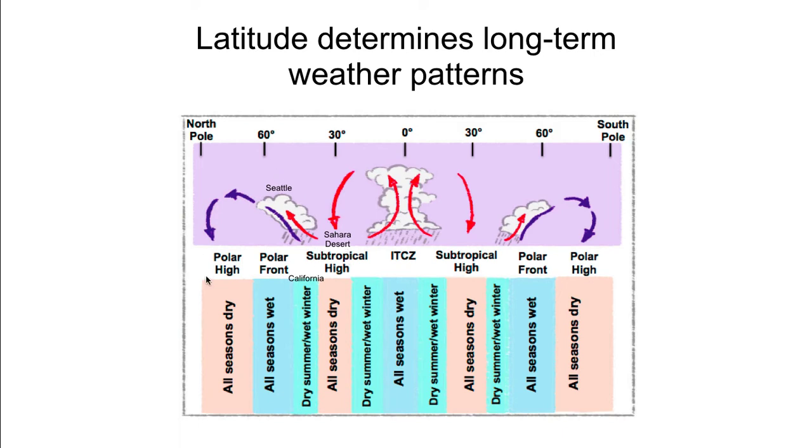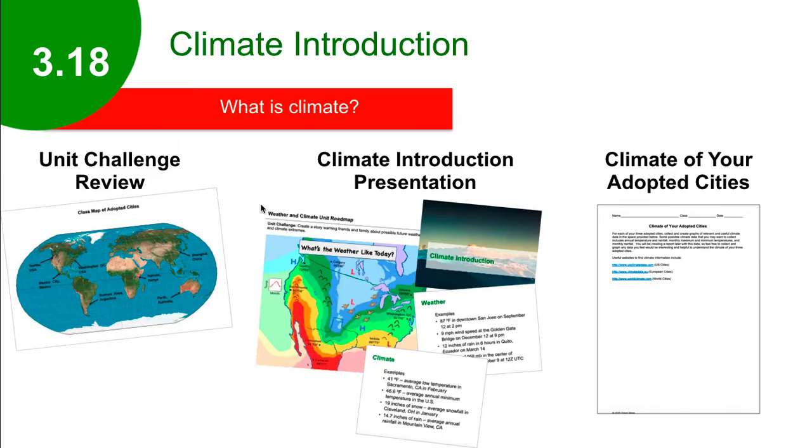So let's walk through the lessons where we introduce this to students. In lesson 3.18, students begin with a review of what they've already done in this unit using the Adopted Cities map and prompts. Then students view the weather and climate roadmap again, and they share ideas about why the temperature is so different in the cities in the picture. And next we address the question, what is climate? Students view the climate introduction presentation and they participate with the prompts. Finally, students begin collecting climate data for their adopted cities using the Climate of Your Adopted Cities worksheet. Students are going to record the yearly average temperature and precipitation for each of their cities.